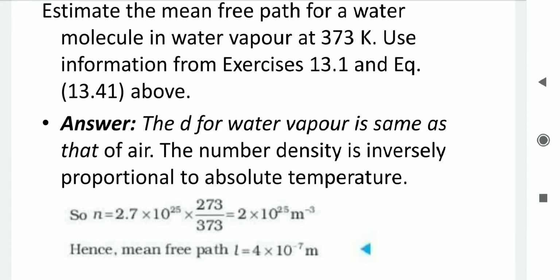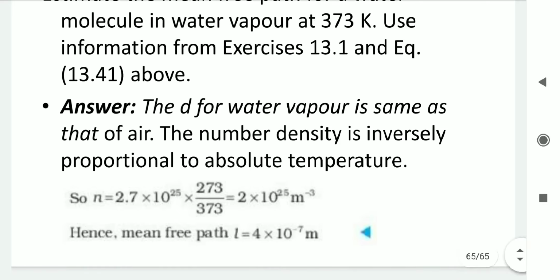Here d for water vapor is the same as that for air, and the number density is inversely proportional to the absolute temperature. So n equals 2.7 into 10 raised to 25, into 273 divided by 373. That will give you 2 into 10 raised to 25 per meter cube. So the mean free path is 4 into 10 raised to minus 7 meter.